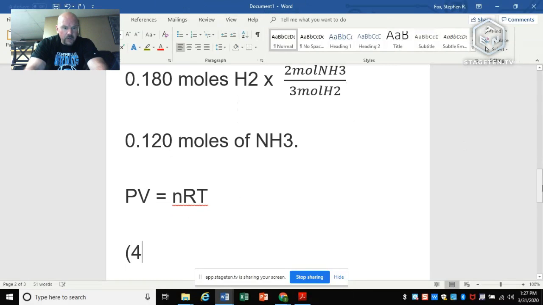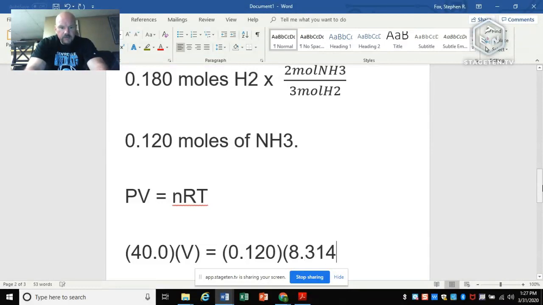Pressure is still 40.0 kPa. The volume is what we're solving for. We found out how many moles. Now we're plugging in 0.120 moles. Our R value doesn't change, 8.314, and our temperature didn't change, 366.